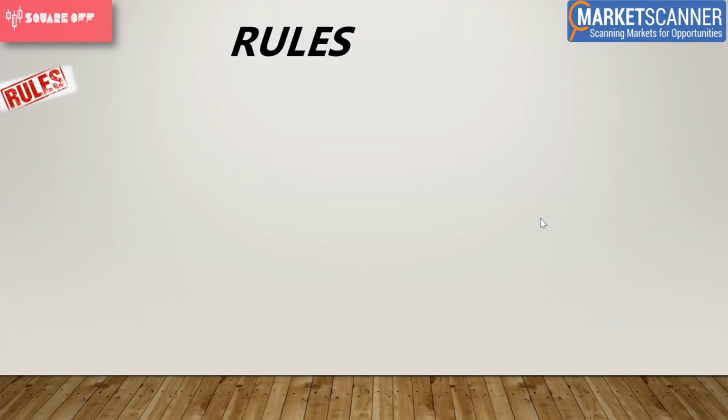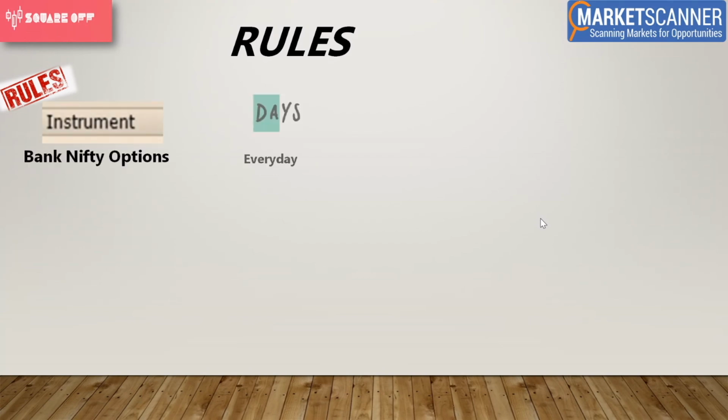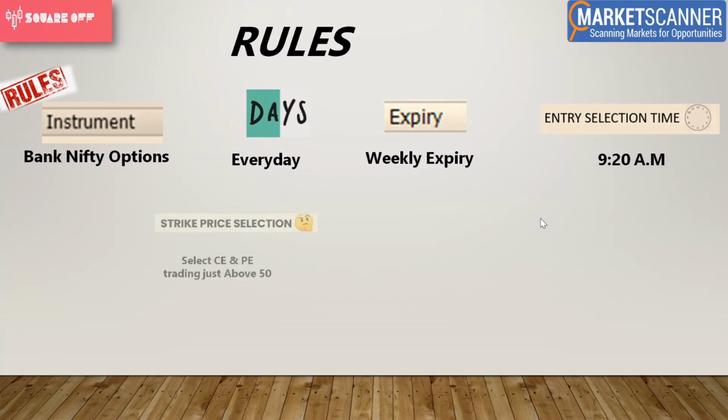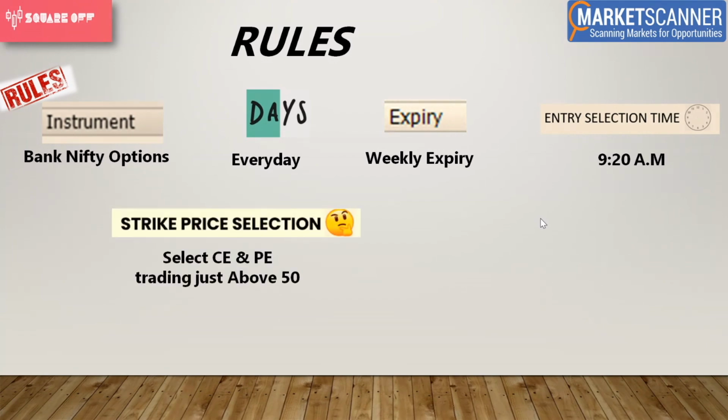So I'm going to talk about our favorite strategy. What is the most favorite strategy on Twitter right now? No, 920. No marks for guessing. Okay. So what are the rules? Bank Nifty options. You come every day, on weekly expiry. You select 920. You sell call and put, trading just above 50 rupees.